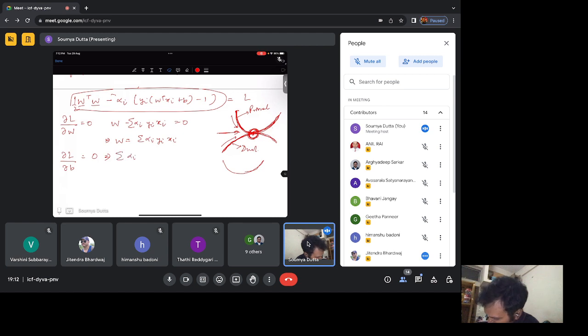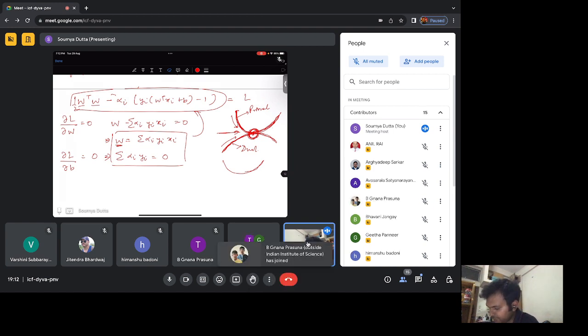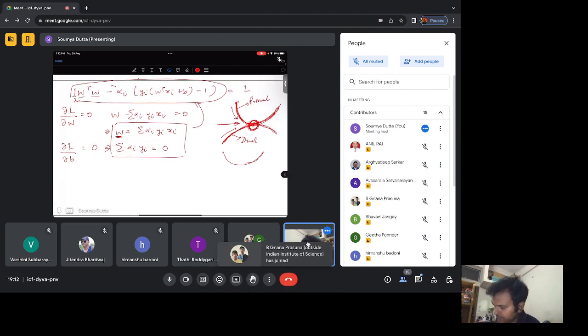Summation alpha i yi equal to 0. Correct? These are the two equations that you will get, and you put it back here. So now you replace all the w's by this summation. You replace, and you use this summation of alpha i yi, and if you do that, then what will happen?